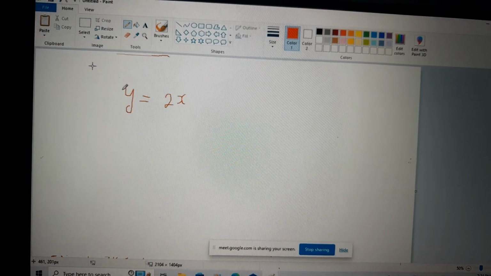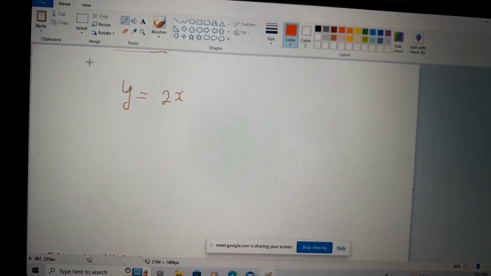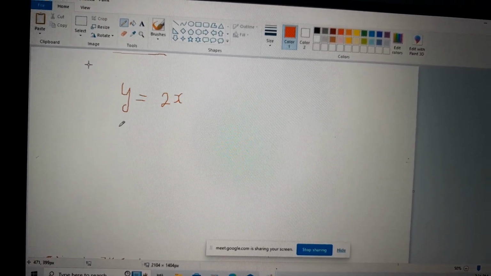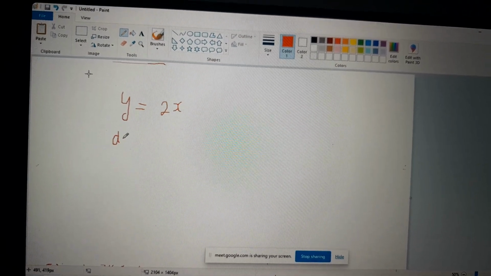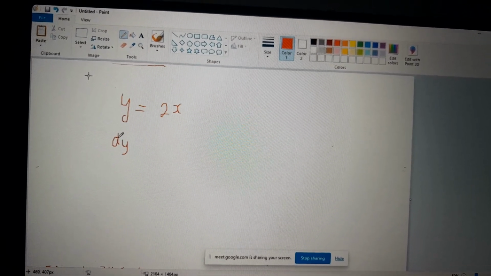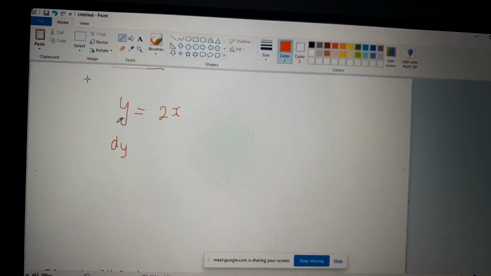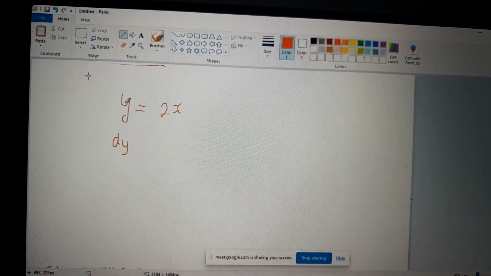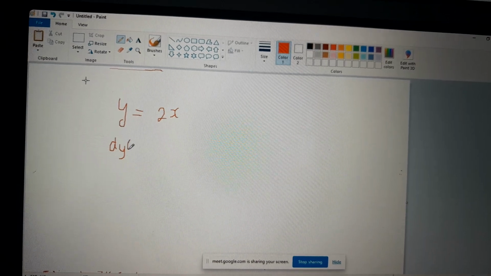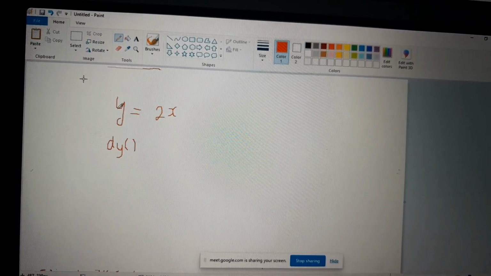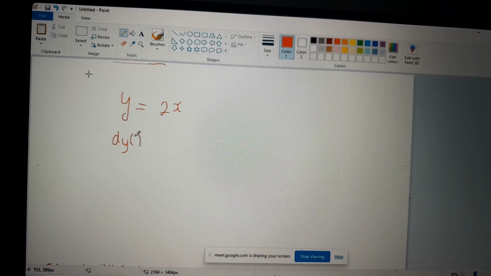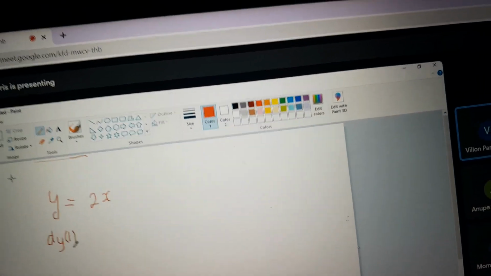This variable y, when I differentiate y, what I actually get is dy. dy simply says I'm differentiating with respect to y. So I put dy, and if I differentiate y, I'll get 1. Isn't that so? Yes, sir.